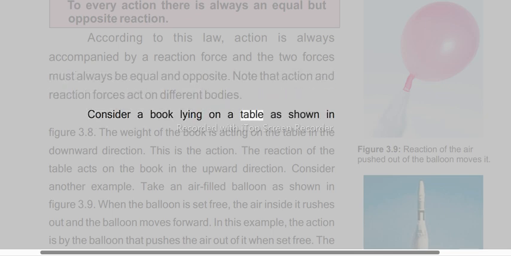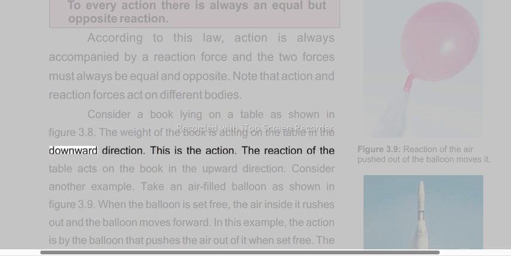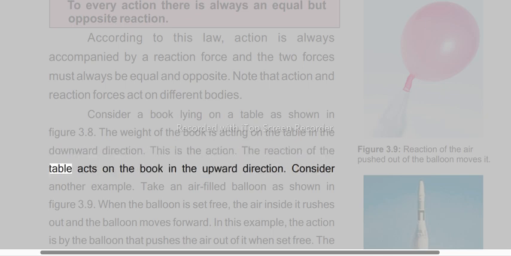Consider a book lying on a table as shown in Figure 3.8. The weight of the book is acting on the table in the downward direction. This is the action. The reaction of the table acts on the book in the upward direction.